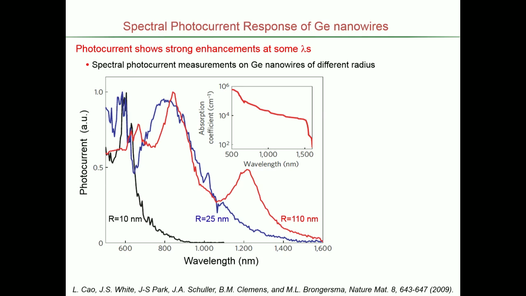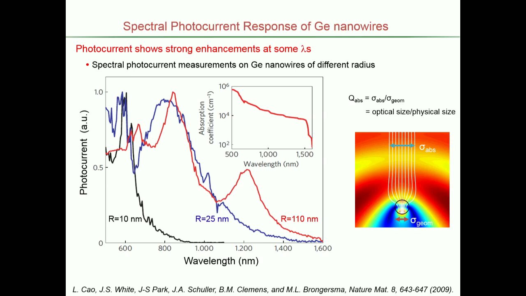The reason that we think these are really resonances is that if you look at the intrinsic material's absorption here in the inset, absorption coefficient versus wavelength, that shows a nice monotonic decrease and a drop at the direct band gap of germanium. No peaks in there. However, as soon as we shape the structure into a wire, then we see all of these peaked structures in there.